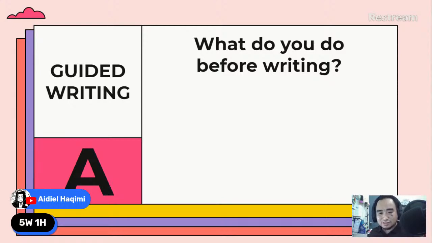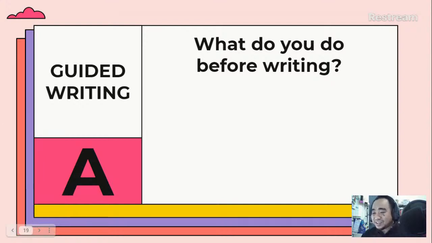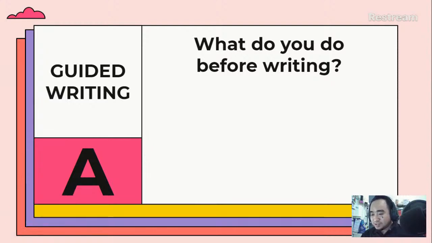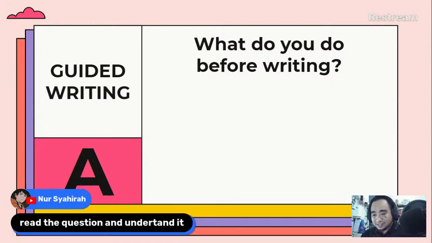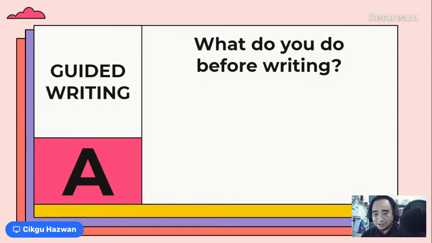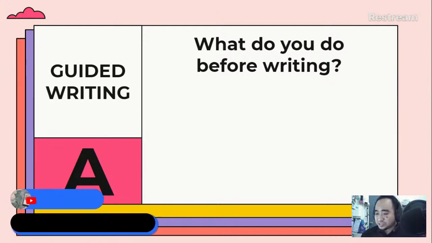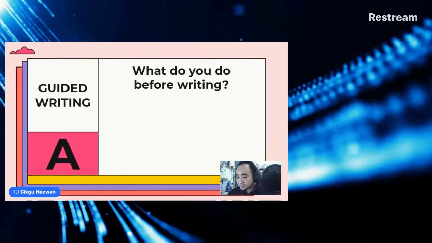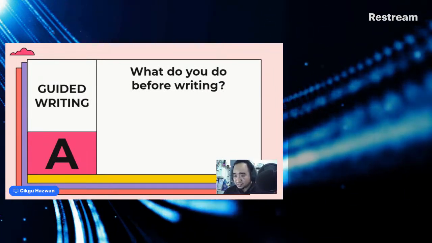5W and 1H. Apa tu 5W and 1H? Okay. Find the keyword and what the question wants. Read the question and understand it. So basically, you have everything right now. Okay. So good job. Your teachers have guided you very well. So search what the question wants. So how to search for it? Using a telescope, microscope. Okay. So thank you for your responses. Okay. So we can see here.